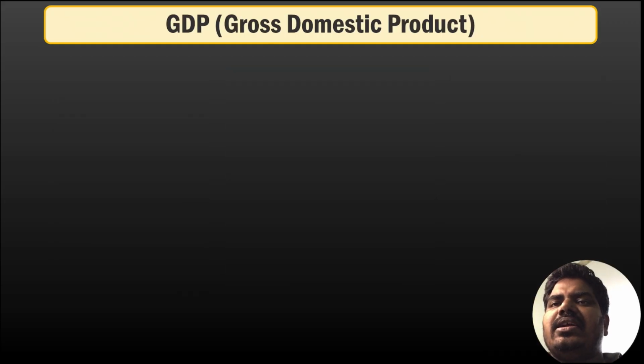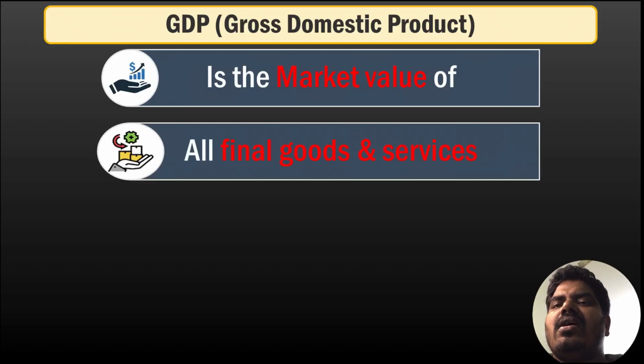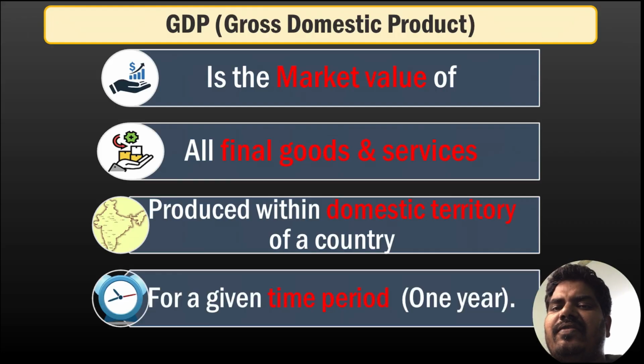So let's see the GDP definition. GDP stands for Gross Domestic Product. It is basically the market value of all the final goods and services produced within the domestic territory of a country, usually for a given time period, that is one year.